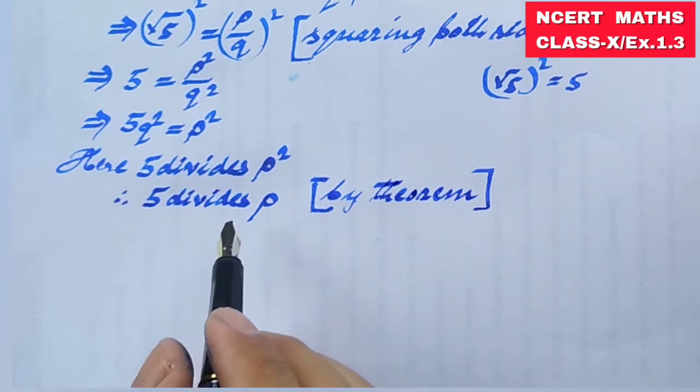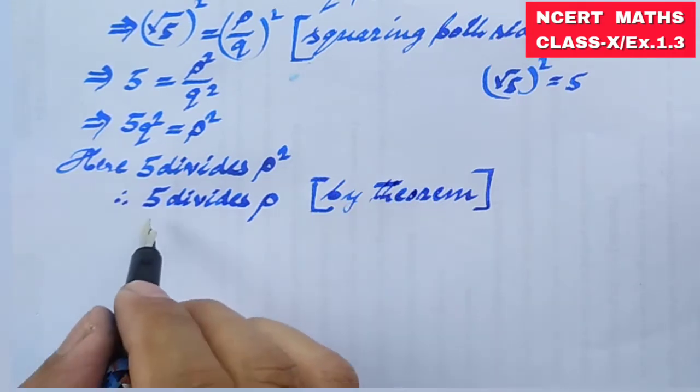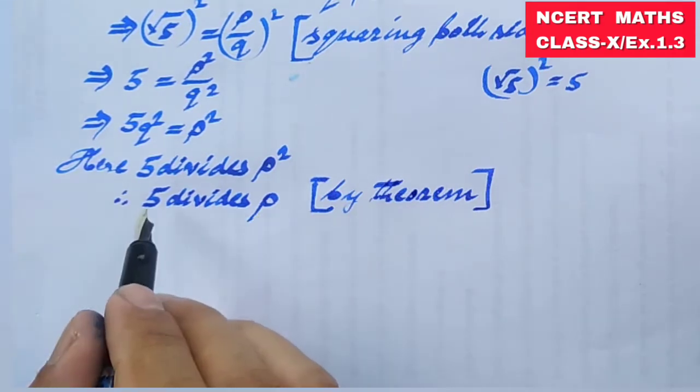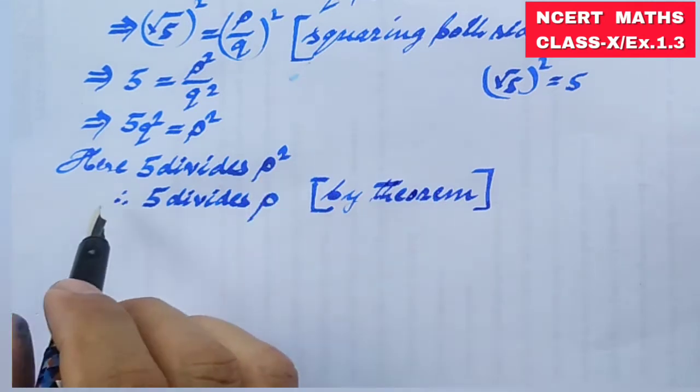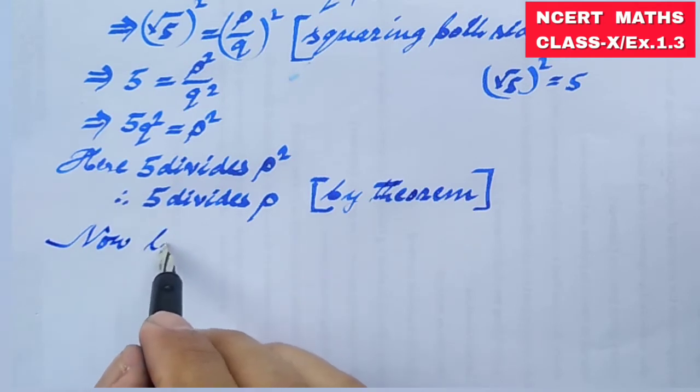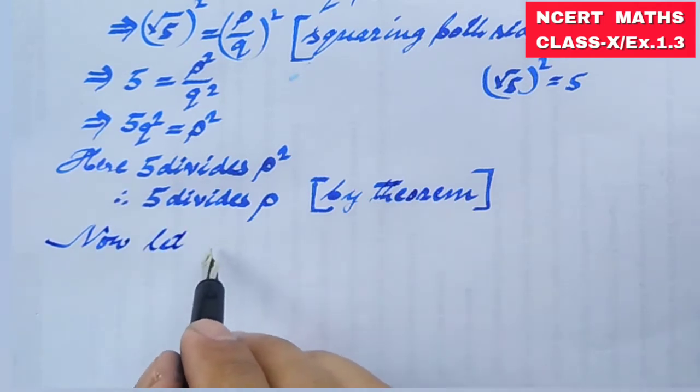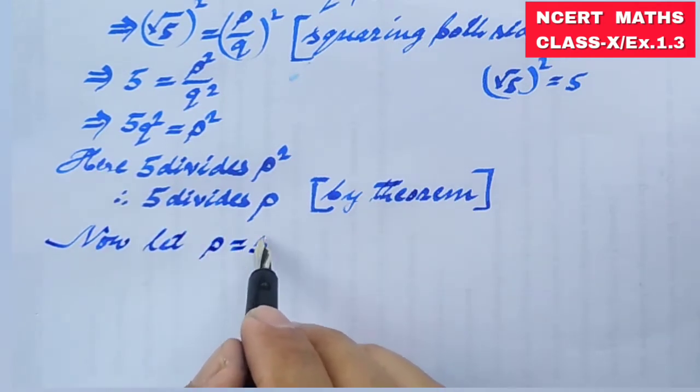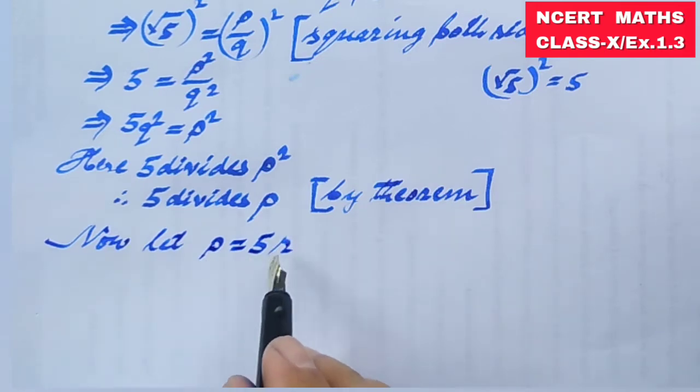Then similarly we can come to that with the assumption. Now as we have already written that 5 divides p as 5 divides p square, now let us make another assumption. Now let p be equal to 5r.